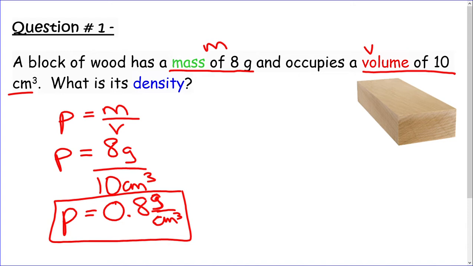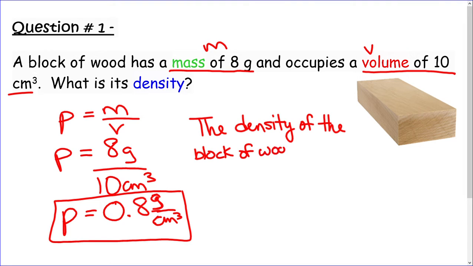So it's a word problem, right? It gives you a scenario. A block of wood has this mass, so it gives you context in the problem, right? What is going on in the problem. So if I have a sentence question, I should have a sentence answer at the end that kind of explains everything. So what is the density? The density of the block of wood is 0.8 grams per cubic centimeter.